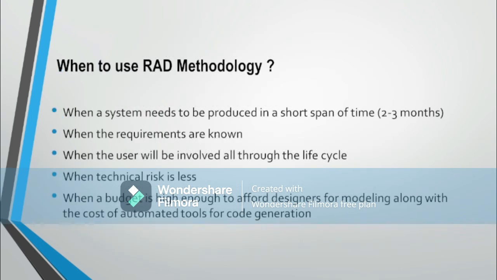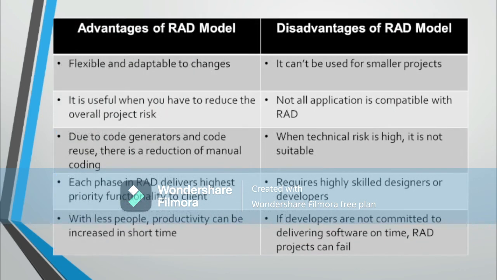When to use the RAD methodology? When the system needs to be produced in a short span of time, like 2 or 3 months. When the requirements are known, when the user will be involved throughout the life cycle, when technical risk is low, and when the budget is high enough to afford designers for modeling along with the cost of automated tools for code generation. These are the advantages and disadvantages of the RAD model.